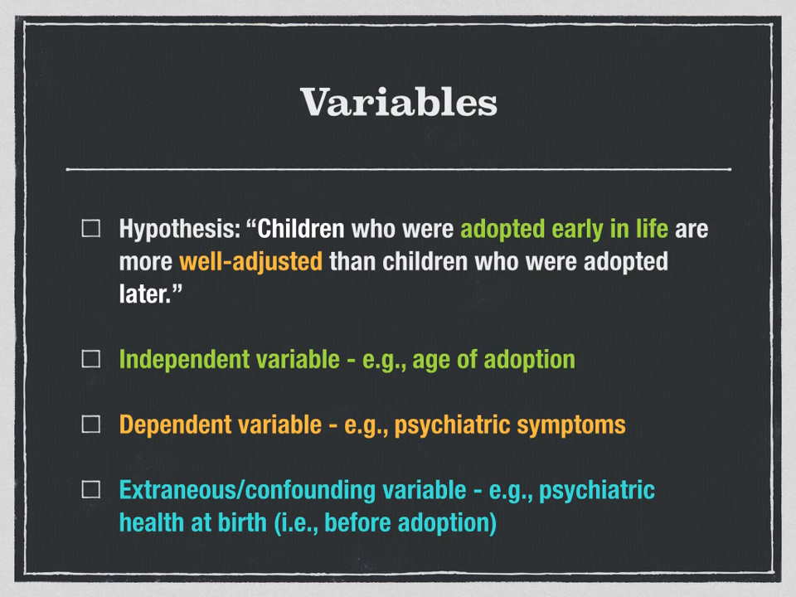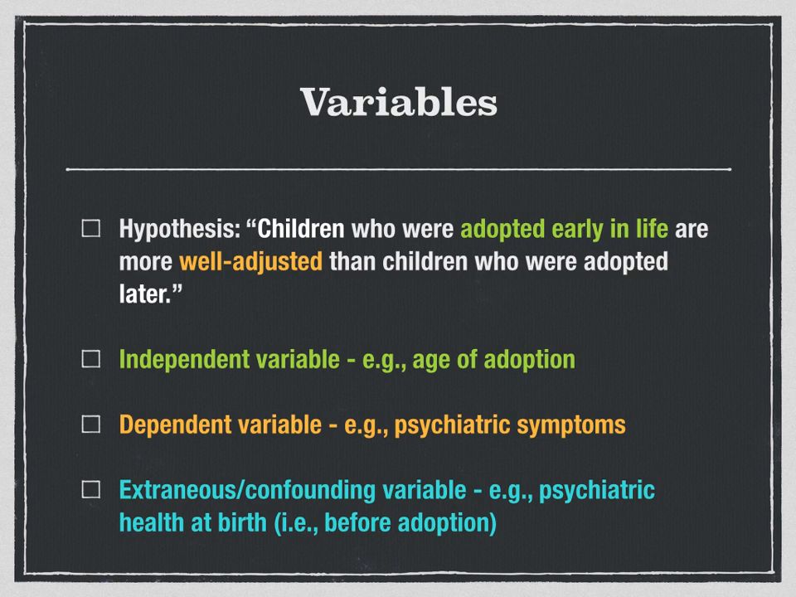Moving on to extraneous or confounding variables, these are the factors that could affect the dependent variable that you're not trying to study. So for example, something other than the age of adoption could be affecting current psychiatric symptoms, such as the children's psychiatric health at birth, before they were ever adopted. In fact, it could be that children with, say, fussier temperaments when they were first born had a harder time being adopted. And these are also the ones who end up having more psychiatric symptoms because of a family history of psychiatric problems, for example. Then here in this case, psychiatric health at birth is an important confounding variable.